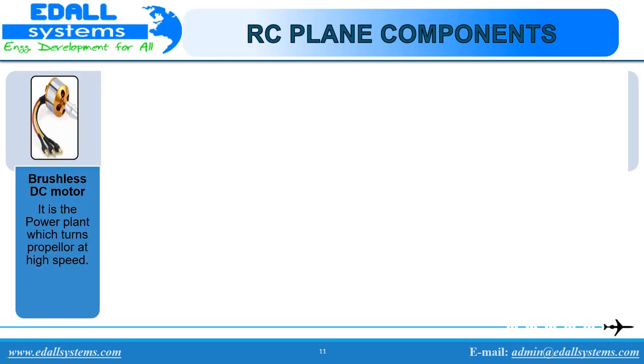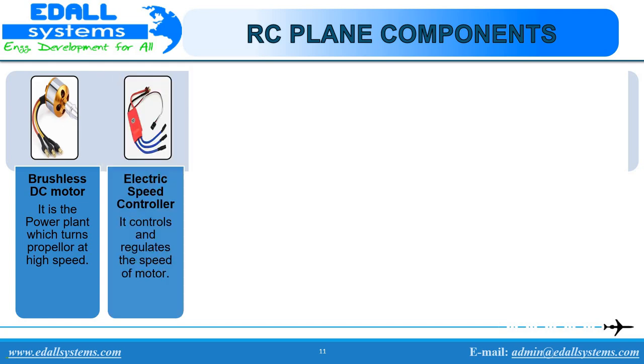The electronic configuration: Motor is the power plant of your plane. The motor will turn your propeller at a high speed to propel it through the air. The standard motor that you put in your RC plane is brushless, which means it runs on AC current. This is why you need an electronic speed controller to convert the battery's DC power into AC.